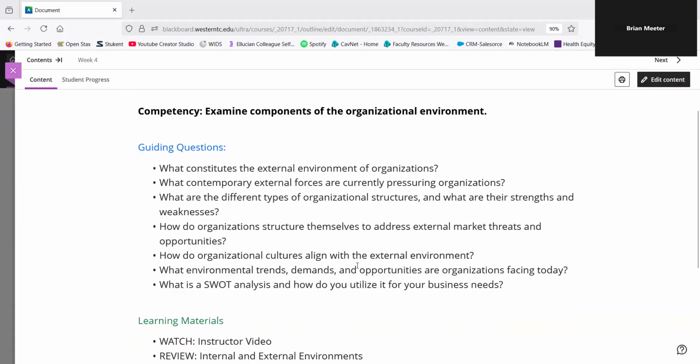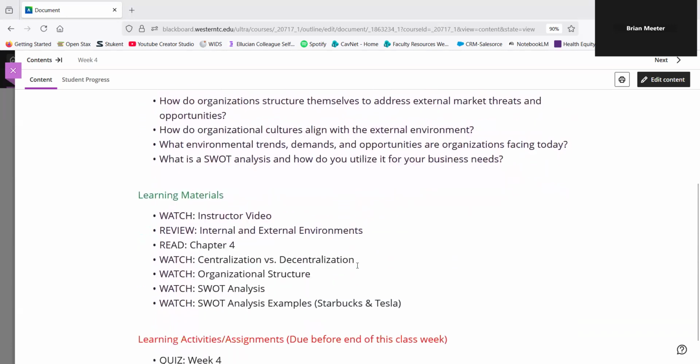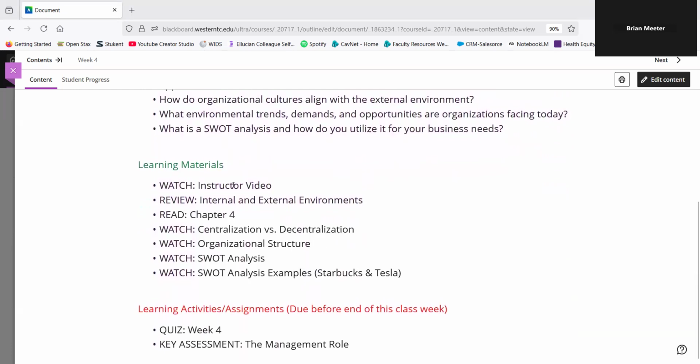Here is just a little bit of a summary of what to expect in week 4. You have several different things to watch this week, to get you prepped for the final assignment for this week. You're going to get into how external and internal environments affect a business. You're going to get into some of the unique structures that businesses have. Along the way, you're going to figure out what a SWOT analysis is and how to utilize it for your business needs. Here are all the different things you need to take a look at.